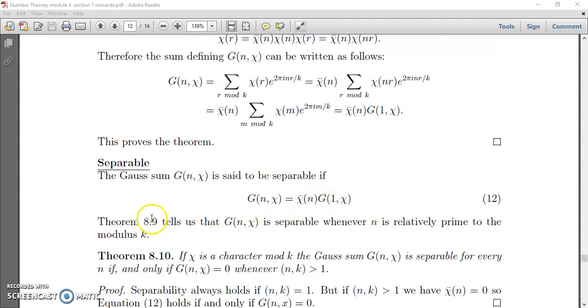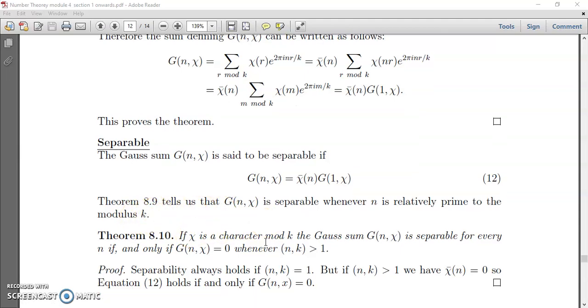So by the previous theorem, this g of n, chi is separable whenever n is relatively prime to k, that is, the GCD of n and k is 1. That is, n is relatively prime to the modulus k. So let us see the theorem.